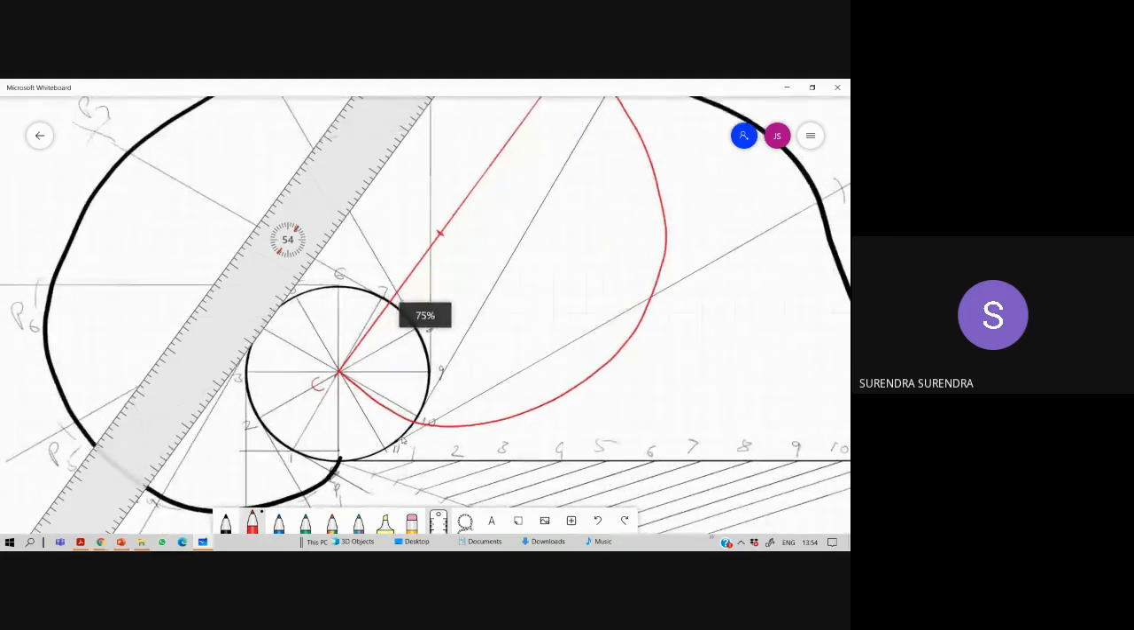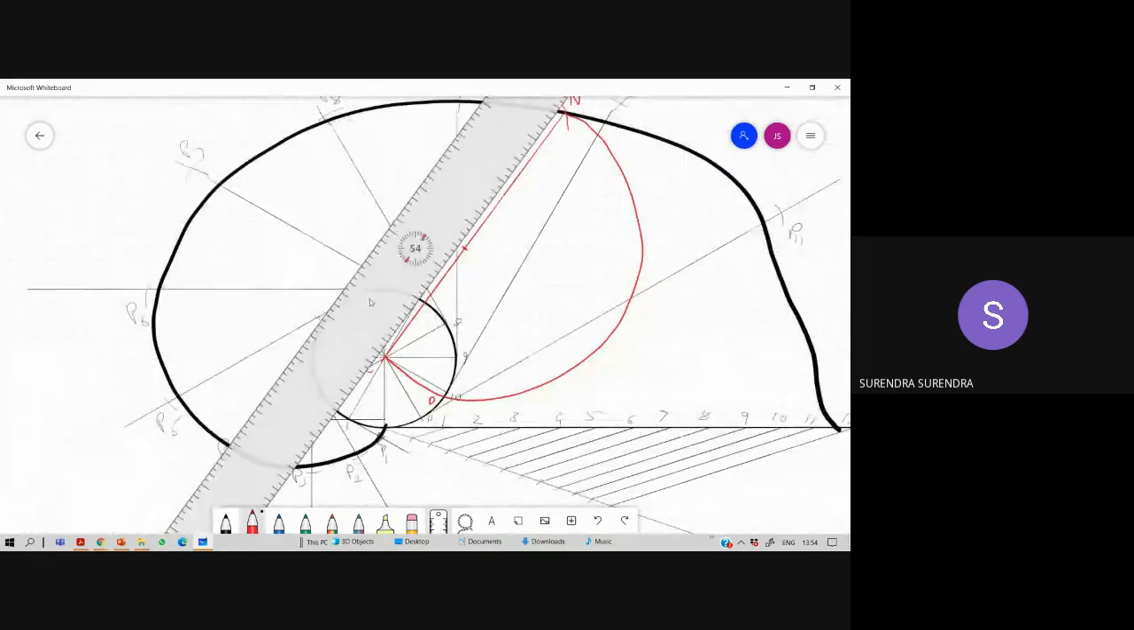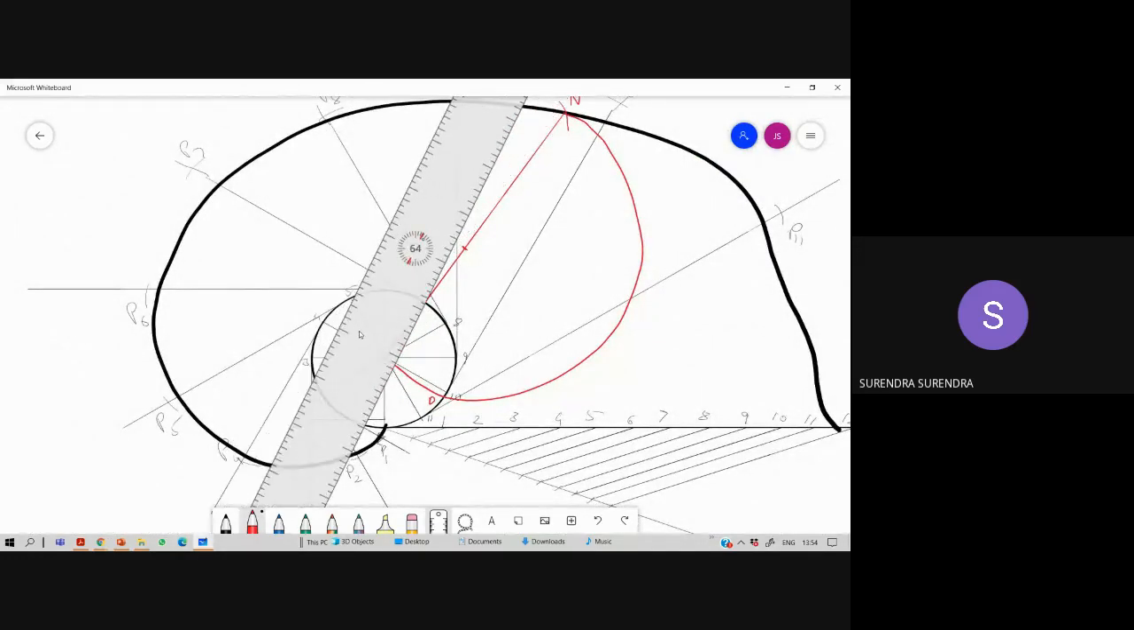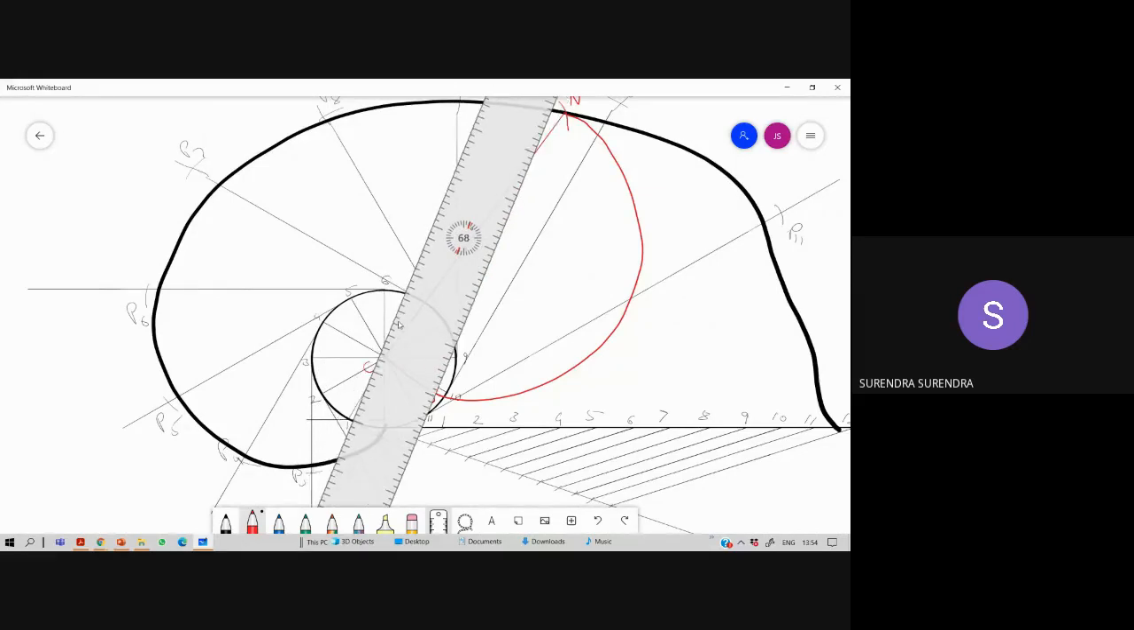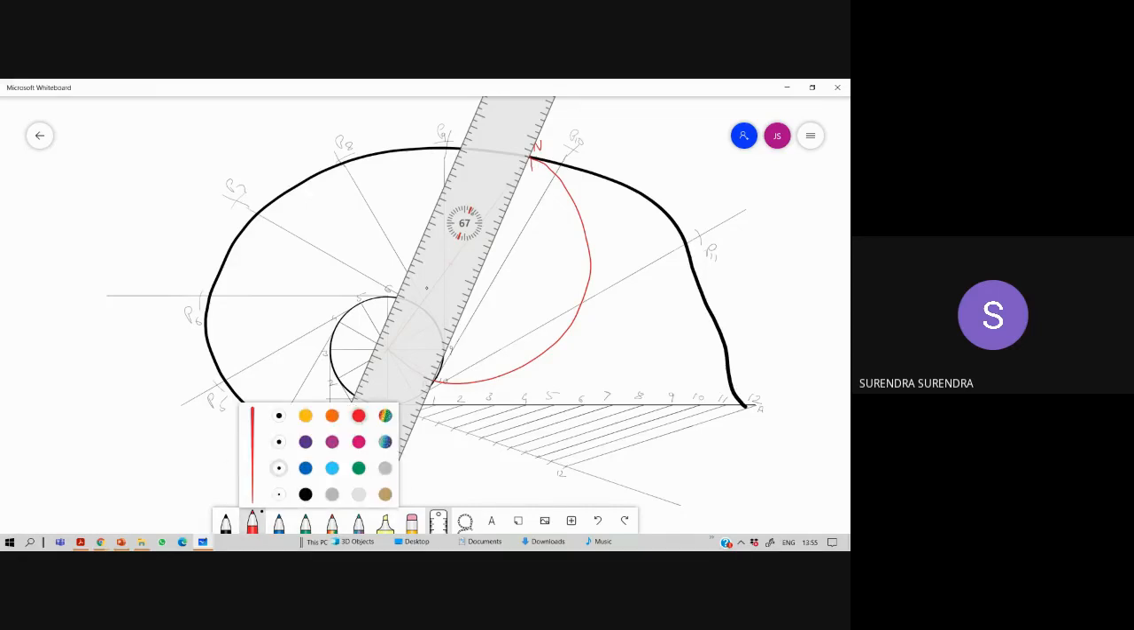And this semicircle will intersect the base circle. Name the semicircle intersection point with the base circle as D. And now, if we join point D and N, it is the normal to the curve. So now join D and N. It is normal to the curve.